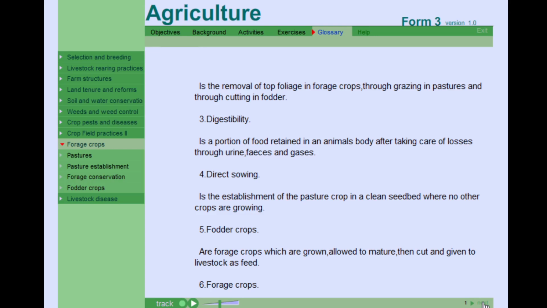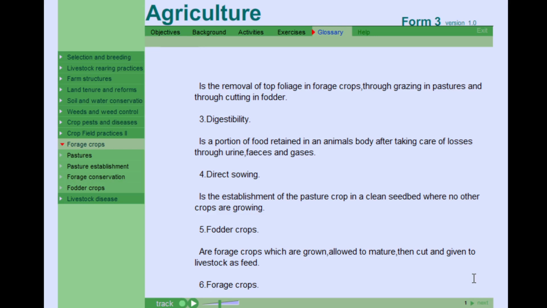Mixed stand pasture is a mixture of grasses and pasture legumes growing together within the field. Oversowing is the establishment of pasture legume in an existing grass pasture. Paddock is a fenced portion of a pasture land in which animals are restricted for grazing. Pastures are forage crops which are grazed on directly by the livestock while still growing on the field. Pure stand pasture is a pasture made up of only grass or only legume growing within the field.